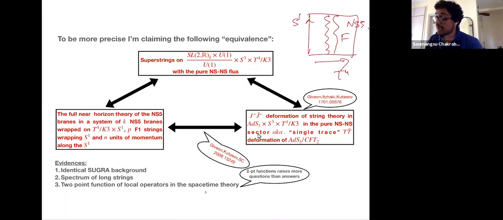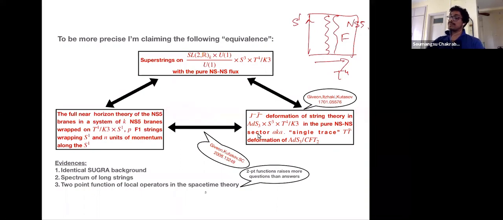It has been shown that these two are related by this JJ bar deformation, or in other words, single trace deformation. I'll also comment on how you can understand that this is equal to this, but I'm not going to go into details because this was worked out in great detail in this paper and this paper. And what I'm going to show is that the supergravity background of this superstring worldsheet theory is identical with what you obtain here and what you obtain here.